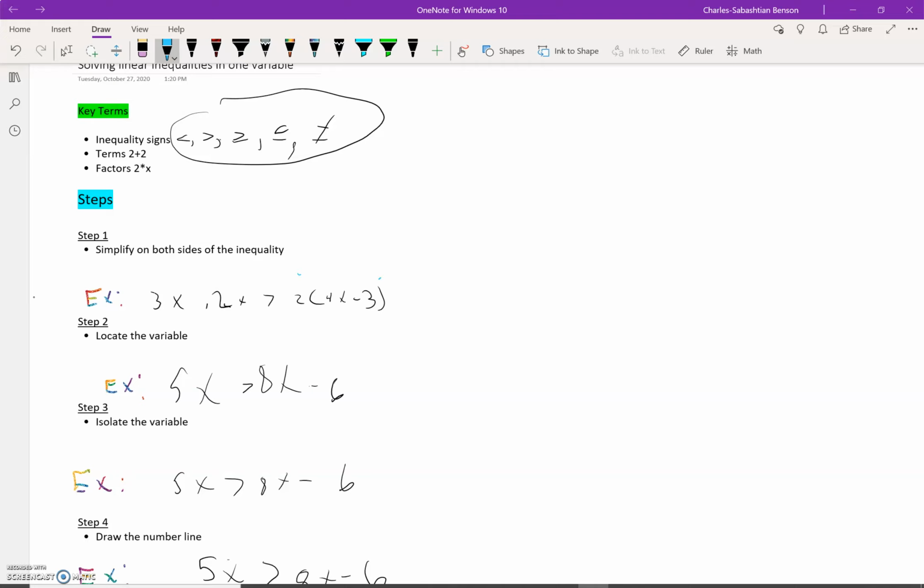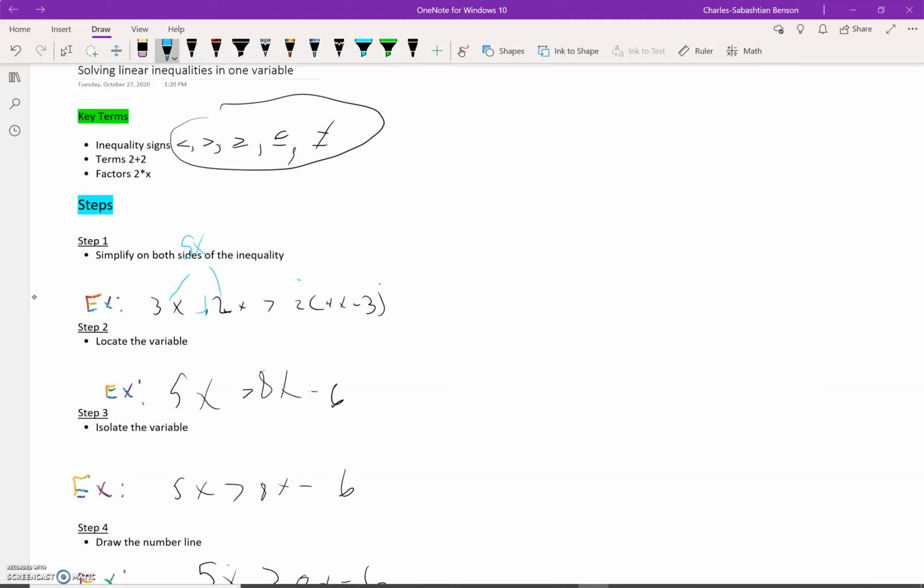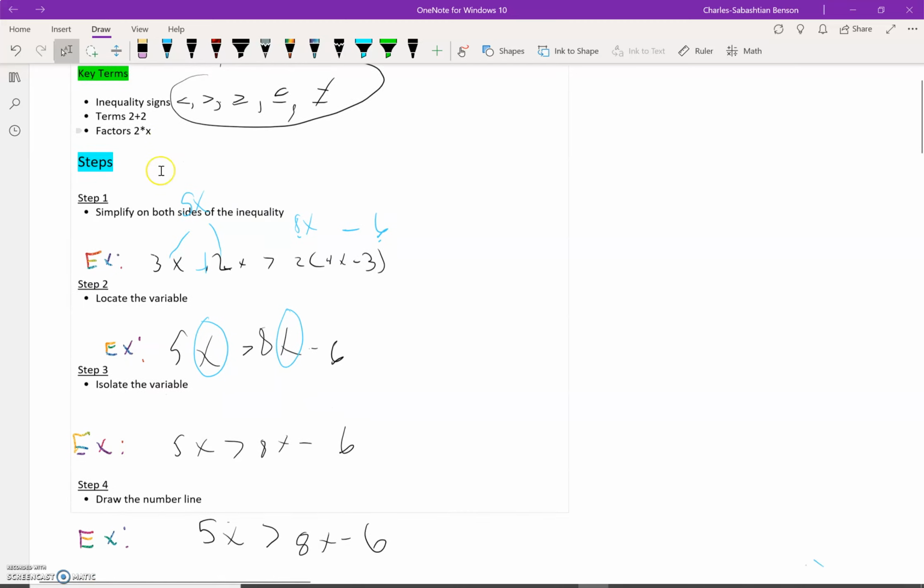We are going to simplify both sides of the inequality. So it's 3x plus 2x. We know that will be 5x. And then we'll distribute here, which would be 8x minus 6. Next is locate the variable. Here it is. Easy enough.